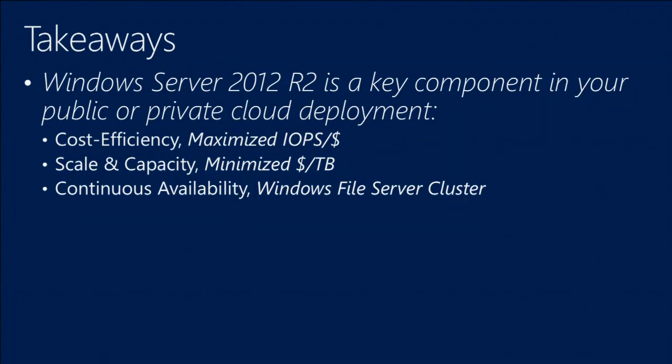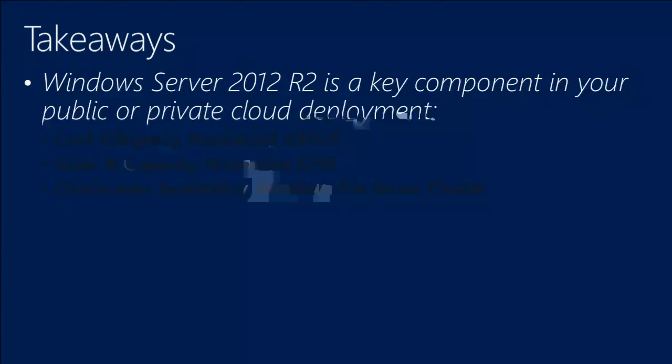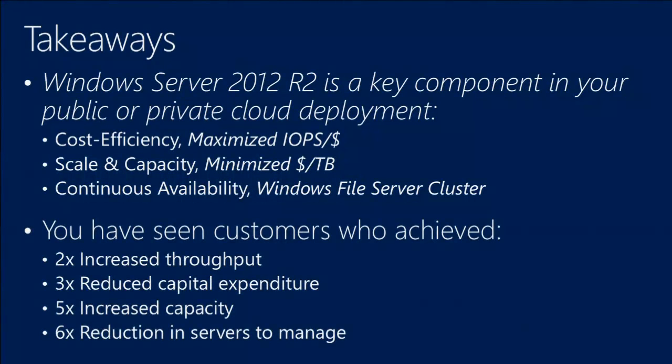Windows Server 2012 R2, with the full stack of Storage Spaces, clustering, file server, and Hyper-V, is a key component in your public or private cloud. It delivers cost efficiency, scale and capacity. You can scale to huge data sets. You can get amazing performance out of your hardware. It provides resiliency for your data and is continuously available. You saw customers using Spaces who achieved doubling of their throughput. They cut their capital expenditure by a third. They increased their capacity by 5x, and they culled 8 full racks of gear due to the density possible with Spaces hardware.